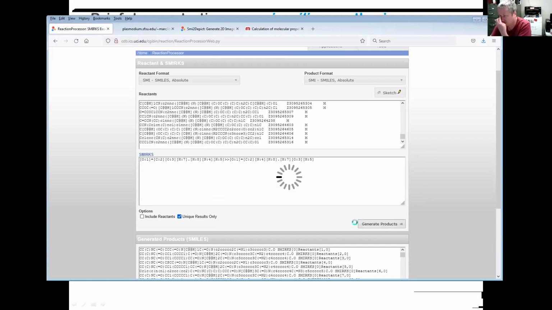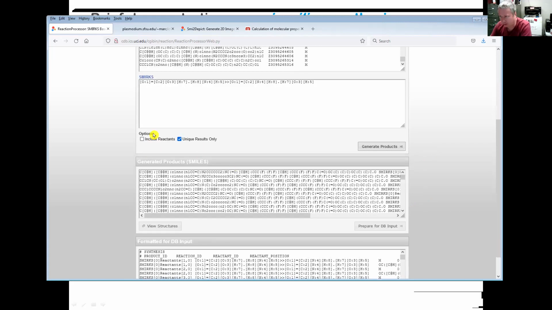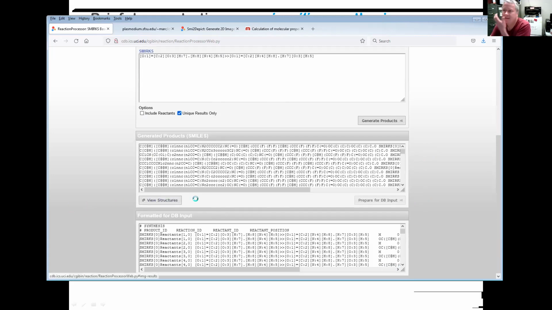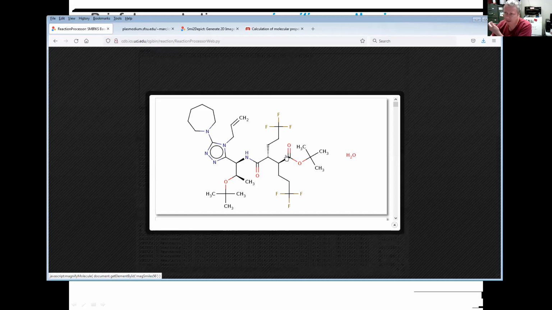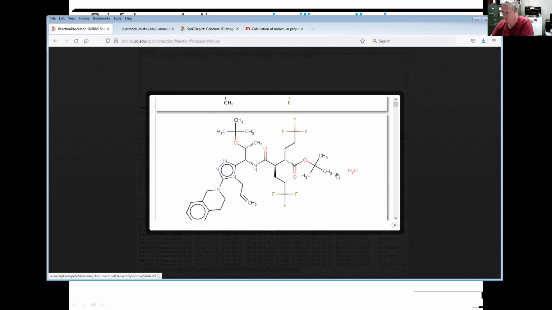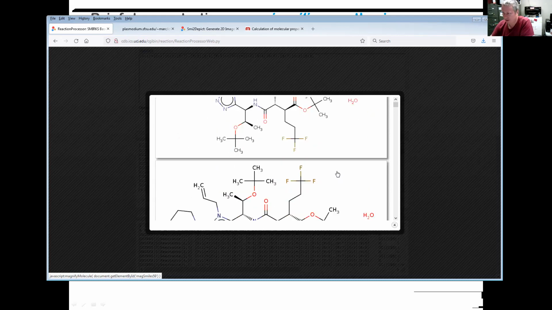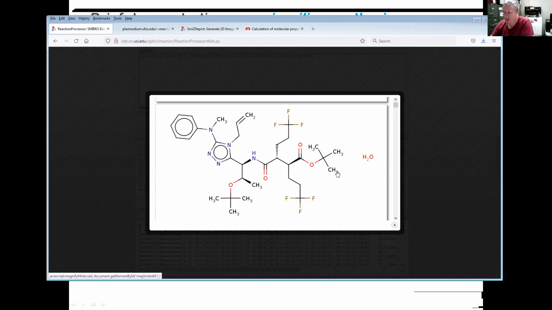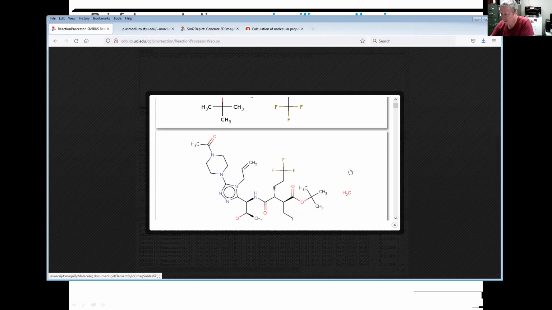Okay. It took a second because we did 1100 chemical reactions there. And remember, I keep that include reactants box off. And I can view the structures now. Now these all have the chirality preserved from the carboxylic acid. And so these are kind of unique products of that reaction, all based on that series of amines that I found, that could be evaluated through docking or whatever I wanted to do, okay?